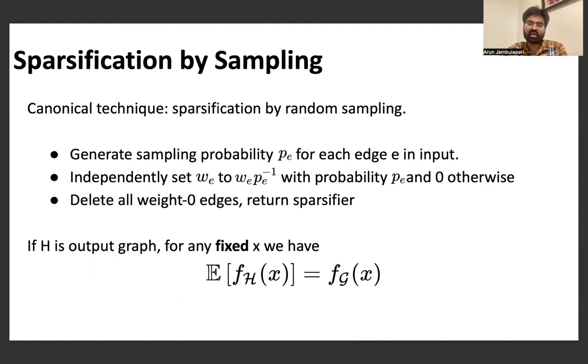So as a quick sanity check, we observed that for any fixed vector x, the expected hypergraph energy over the resulting hypergraph sparsifier we got as output is preserved. In other words, we have an unbiased estimator for any fixed vector x.